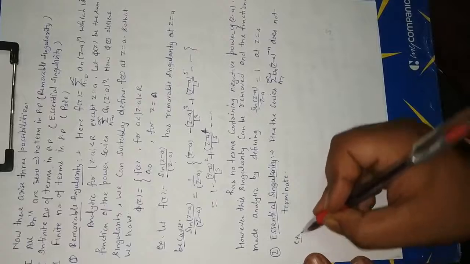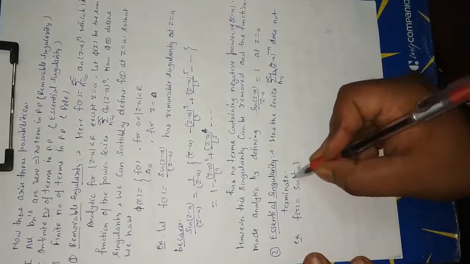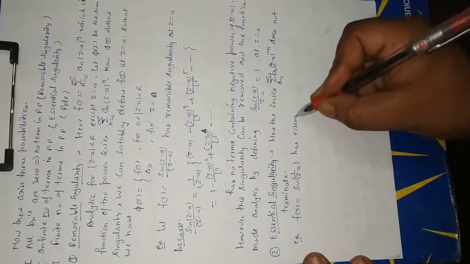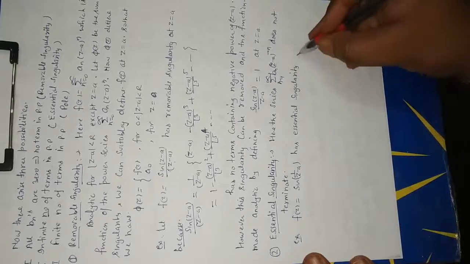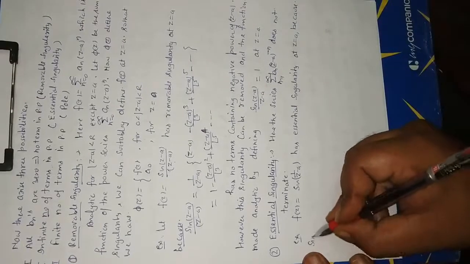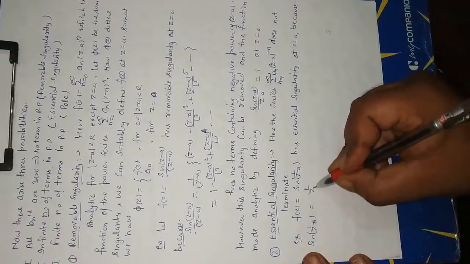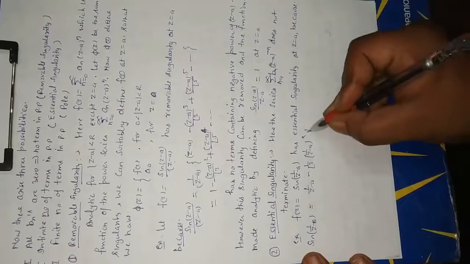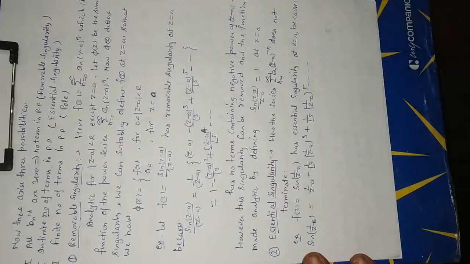Now, example. f(z) equal to sin 1 upon (z minus a) has an essential singularity at z equal to a, because sin 1 upon (z minus a) expands by the formula 1 upon (z minus a) minus 1 upon factorial 3 (z minus a) whole cube plus 1 upon factorial 5 (z minus a) whole power 5 minus up to infinity. It has an infinite number of terms.